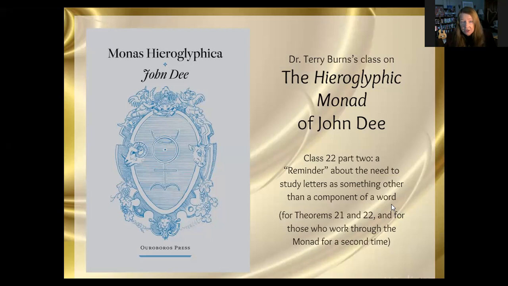At the end of Theorem 21, Dee directs you to go back through the whole monad with wiser meditations, and one of the things that you might be meditating upon is the forming of the letters. In fact, it's a common practice in Hermetic Kabbalah, just as in Rabbinic Kabbalah, to meditate upon a letter in the Hebrew alphabet every day. You could do a similar type of thing with the Greek alphabet if you wanted to, but I've never heard of anyone doing that with, say, the English alphabet. So it's a practice that seems somewhat unusual to us in the modern world, probably unless we're Hermetic Kabbalists.